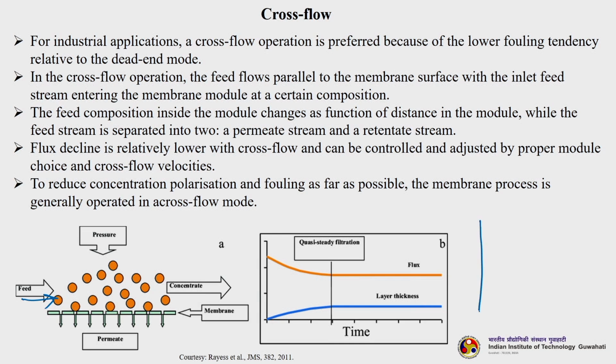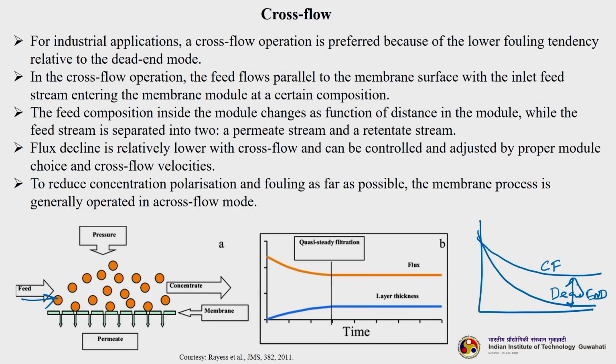So, we can just compare the flux decline profile. Let us say this is the dead end filtration flux decline. So, this is dead end. And in case of cross flow, the flux decline will be like this. So, this is cross flow. You can understand that there is a huge gap in flux decline between the dead end and cross flow systems, which is why the cross flow system is usually preferred.